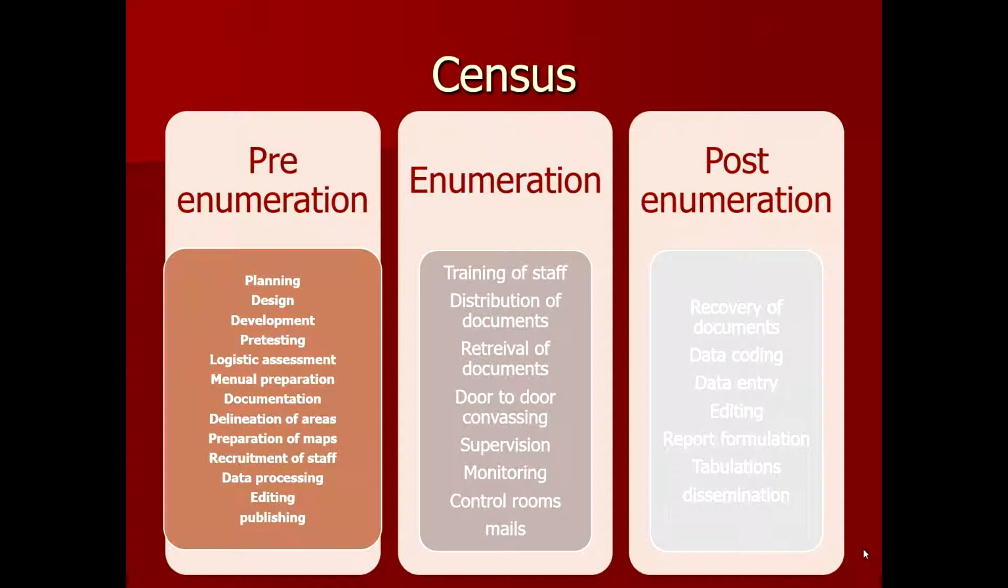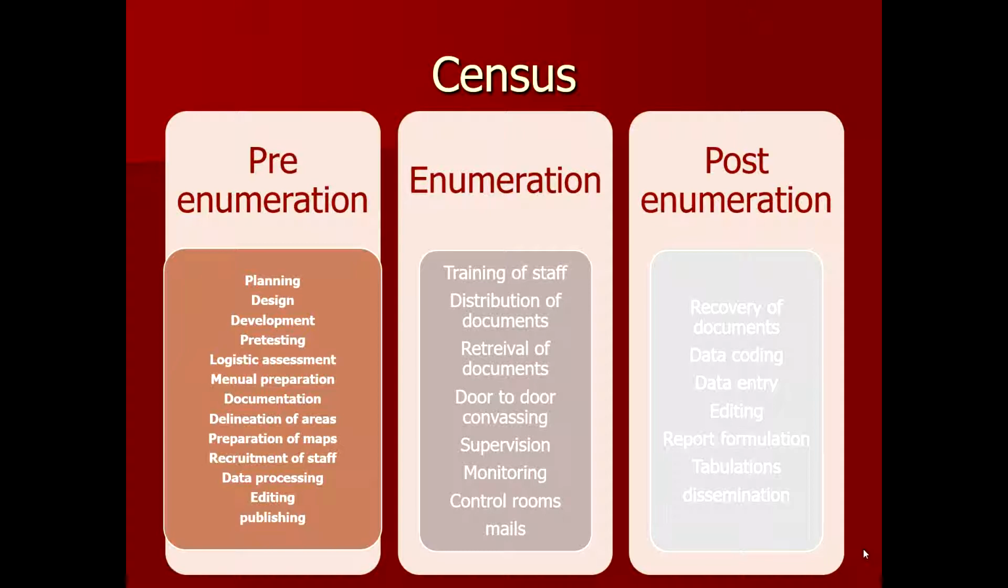Manuals are prepared for the training of the staff. Marking of the areas is done by the delineation process. Blocks are made, circles are made, then districts are made, and maps are prepared. The majority of the time, these maps are made by hand, with people visiting the places and preparing the maps, and then these maps are vetted by the GIS system with the help of Google Earth, and then the maps are distributed.